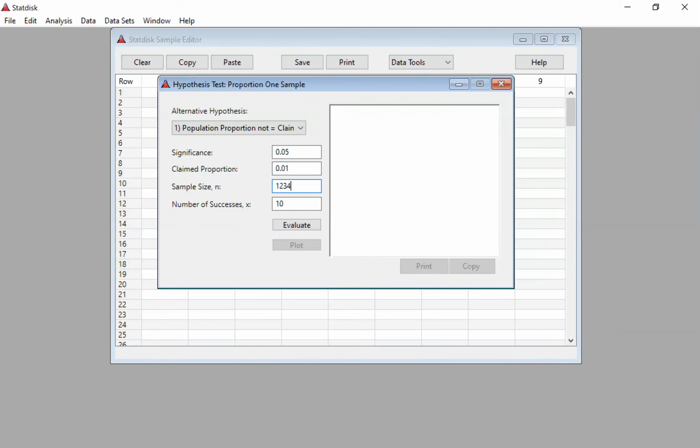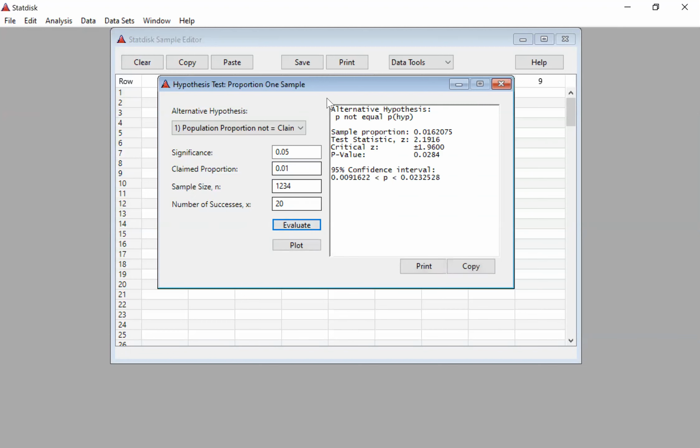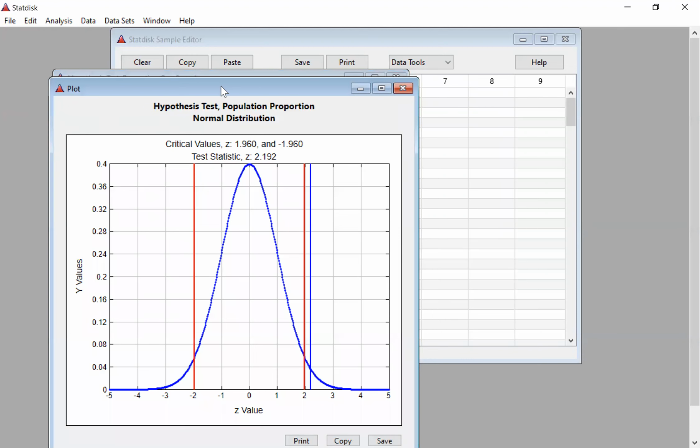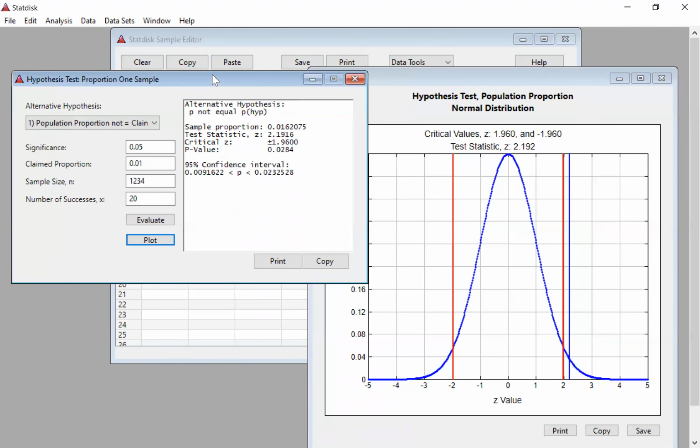Our sample size was 1,234, and our number of overcharges in our sample was 20. So once we get in all the information we have to put in, we can hit evaluate, and we can also hit plot. And I'll go back to that in just a moment here.